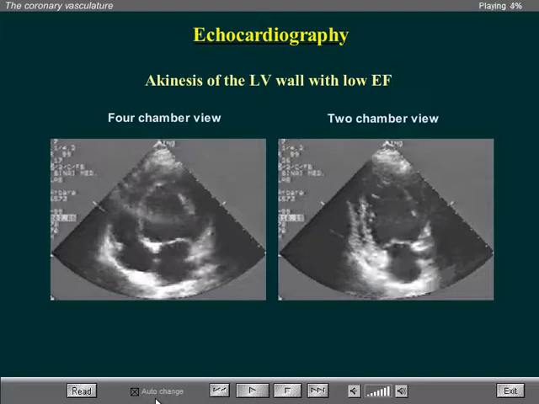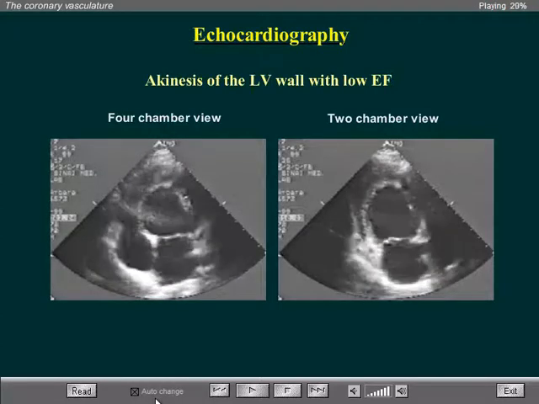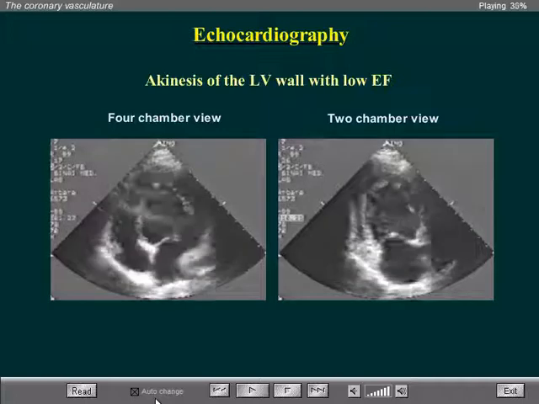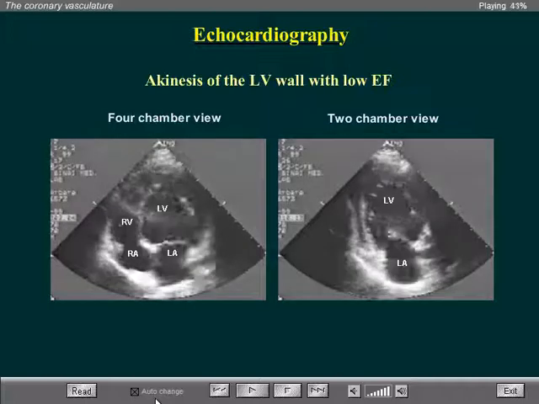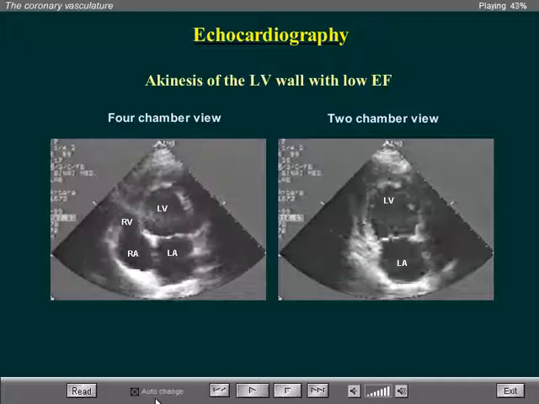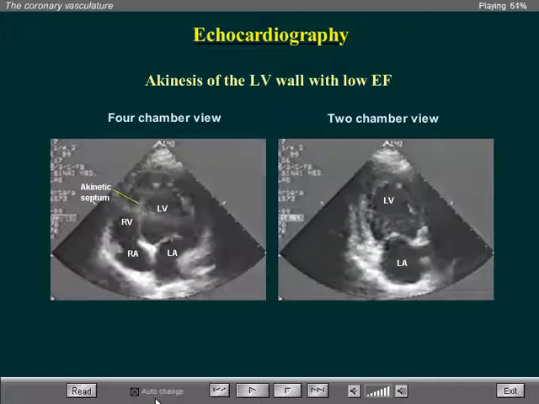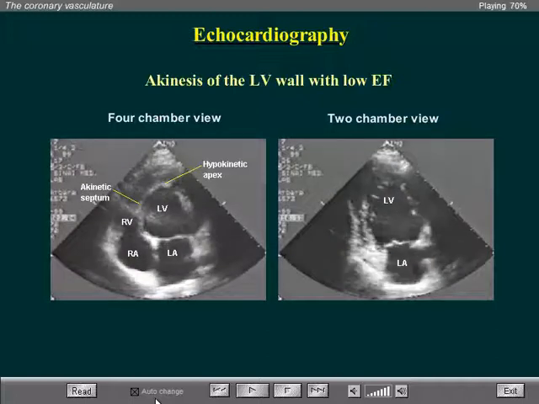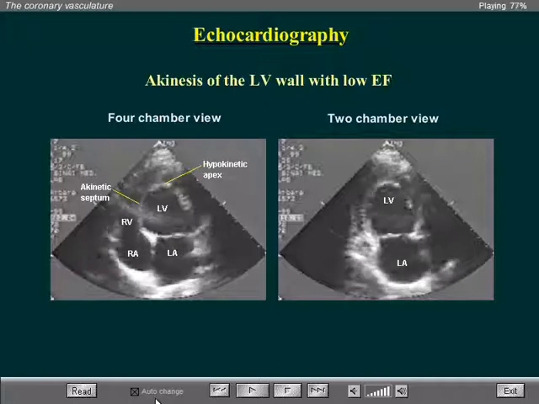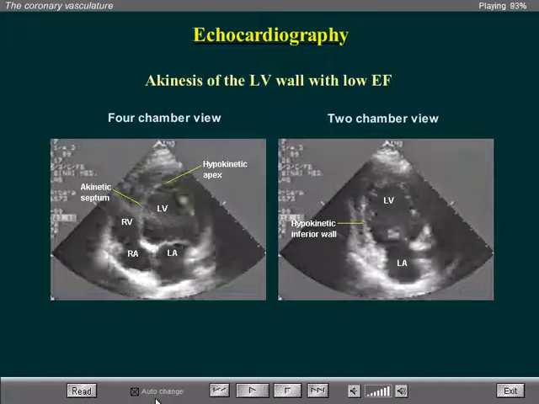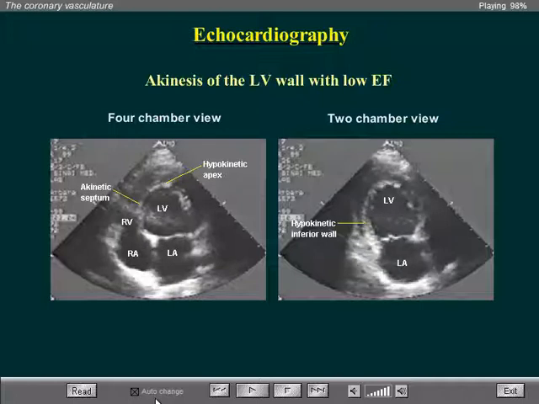This is a patient with cardiomegaly and a calculated ejection fraction of 30%, which is obviously low. Note enlargement of the chambers. The left ventricle shows an akinetic septum and a hypokinetic apical portion of the left ventricle. Note to your right a hypokinetic diaphragmatic portion of the left ventricle.